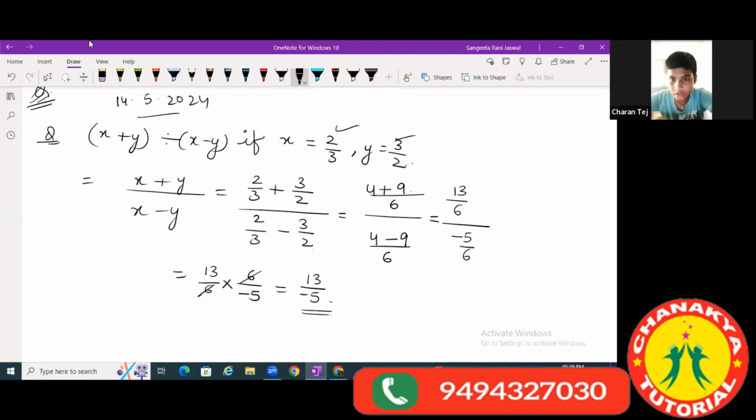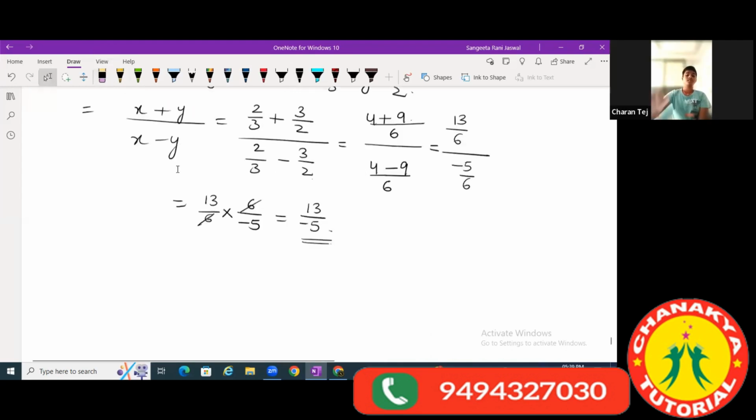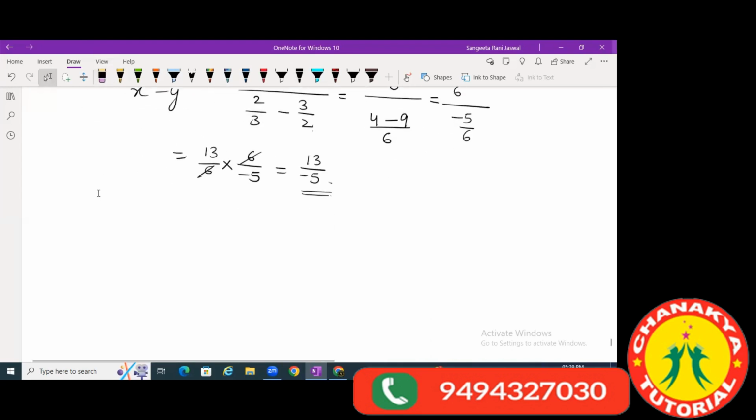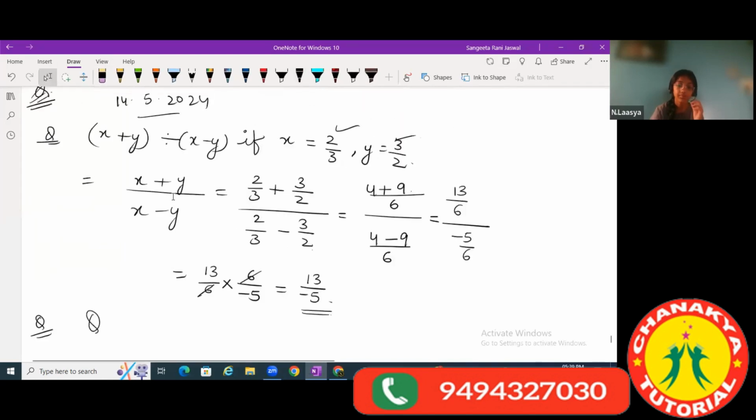Okay ma'am, I did until the 13/6 by -5/6. After that, I didn't understand much. Okay, so now it's clear, no? When you take it in the numerator, it becomes reciprocal and the sign also changes. Same way you have to do the rest of the parts. Okay ma'am, understood, thank you. Anyone else? Any more doubts? Ma'am, could you scroll up a little bit? Yes, ma'am.